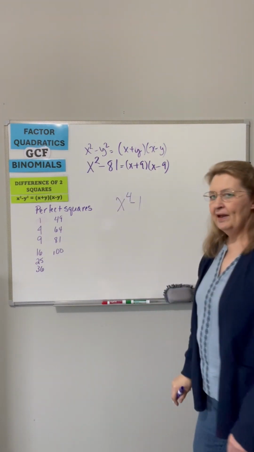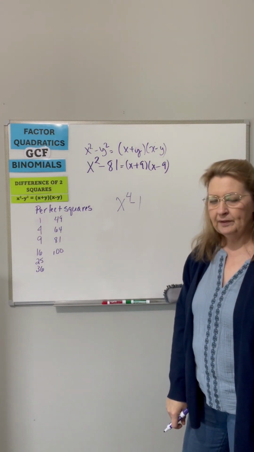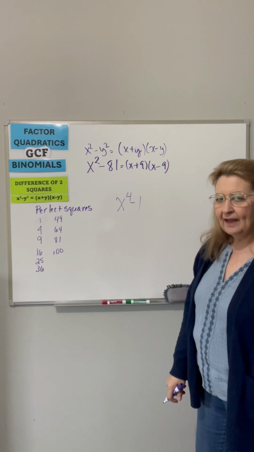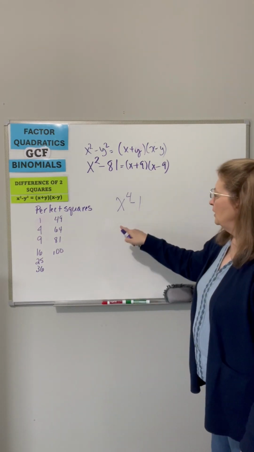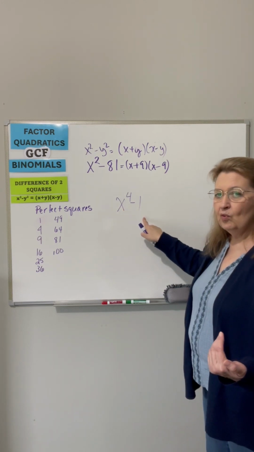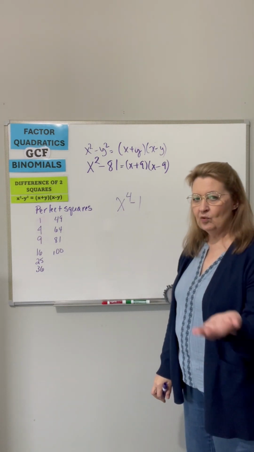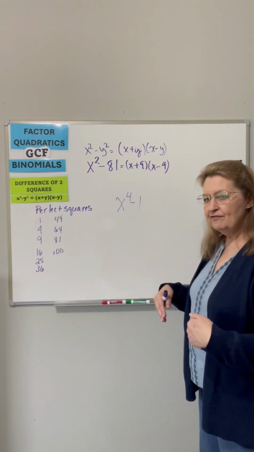x to the 4th minus 1. Do I have a greatest common factor? No. Do I have a difference? I do. Is this a perfect square? Yes, because the exponent is even. Is 1 a perfect square? It sure is. Its square root is 1 because 1 times 1 is 1. So let's factor this.